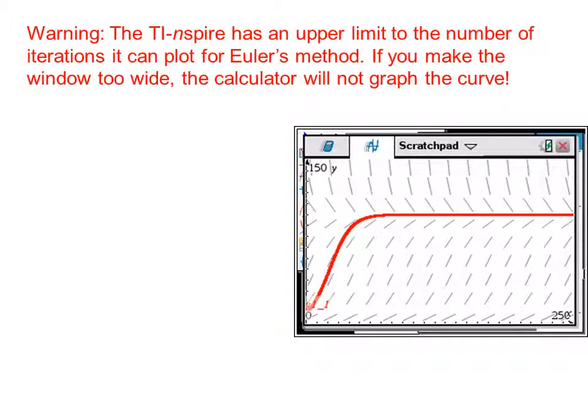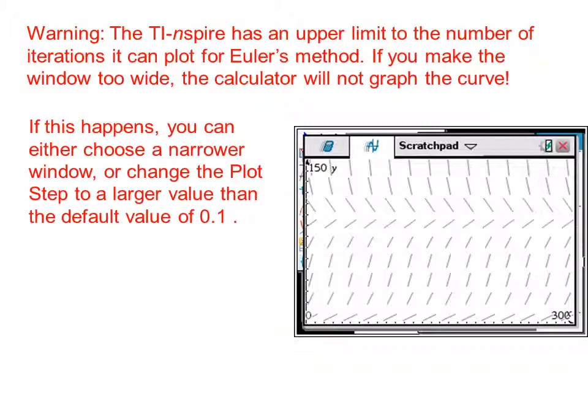Warning: the TI-Nspire has an upper limit to the number of iterations it can plot for Euler's method. If you make the window too wide, the calculator will not graph the curve. If this happens, you can either choose a narrower window or change the plot step to a larger value than the default value of 0.1.